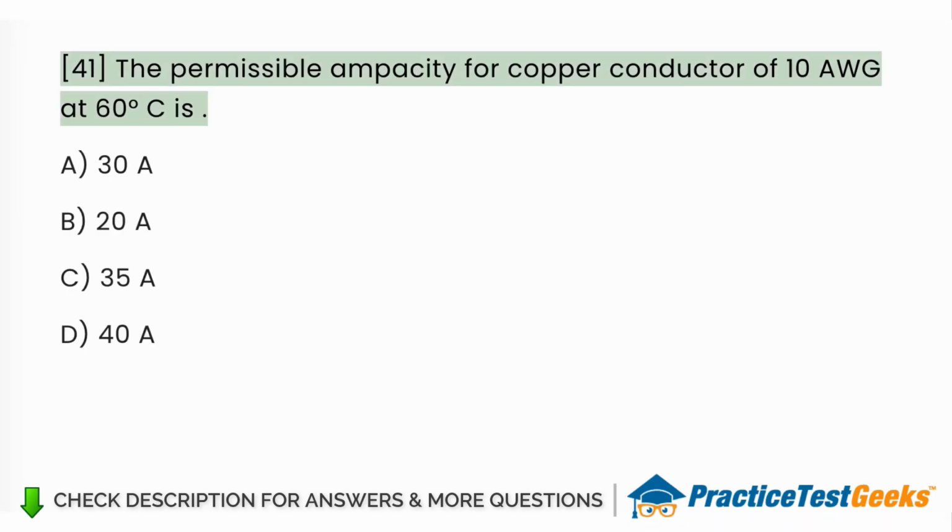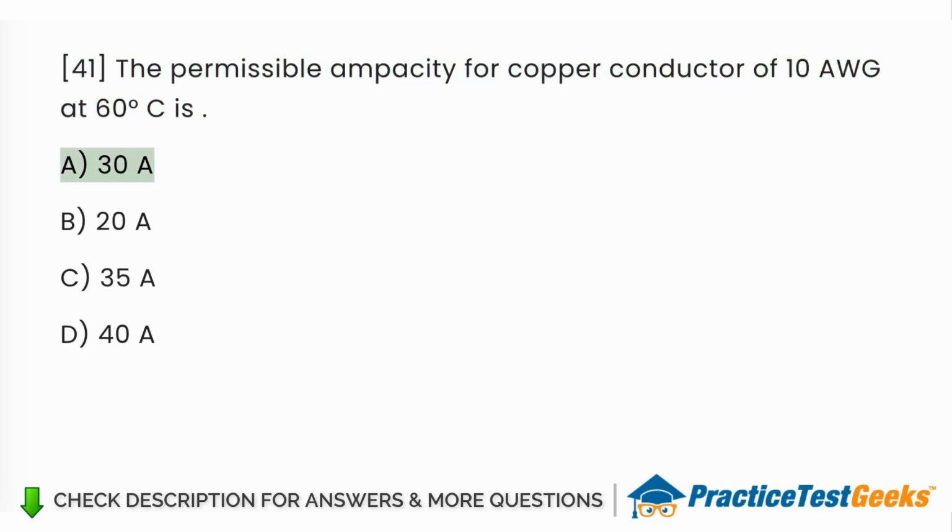The permissible ampacity for copper conductor of 10 AWG at 60 degrees Celsius is: A. 30A. B. 20A. C. 35A. D. 40A.